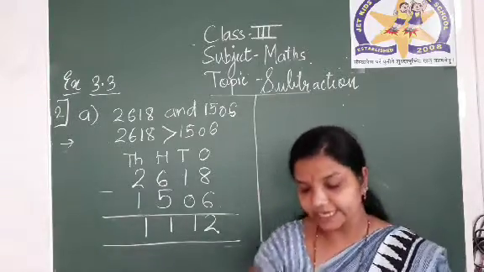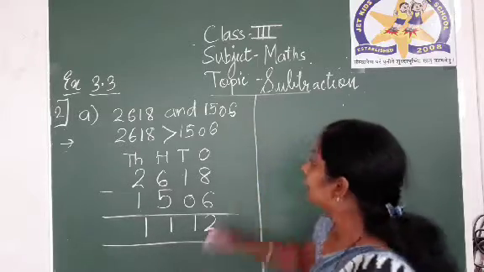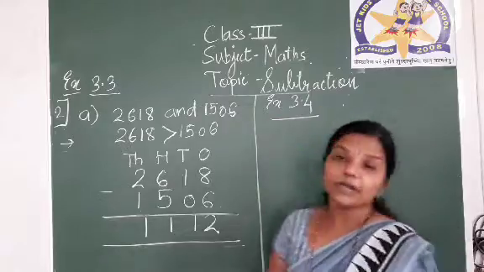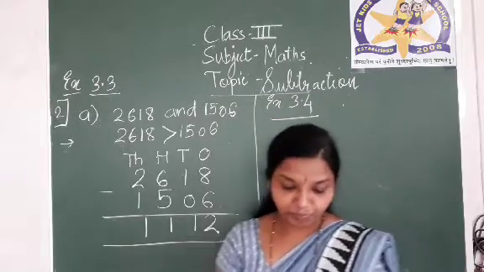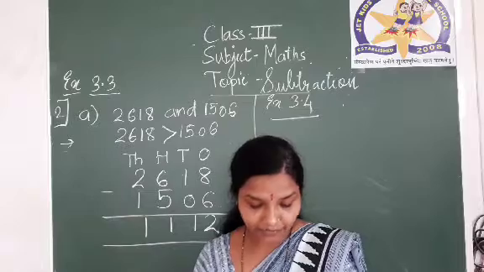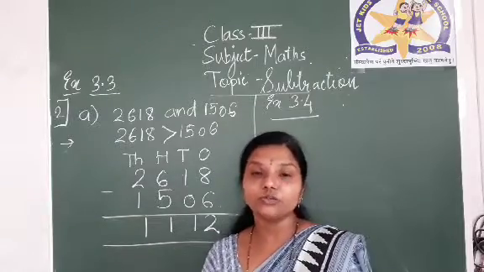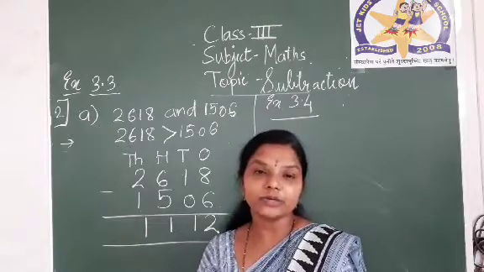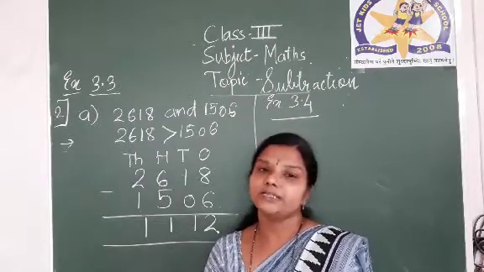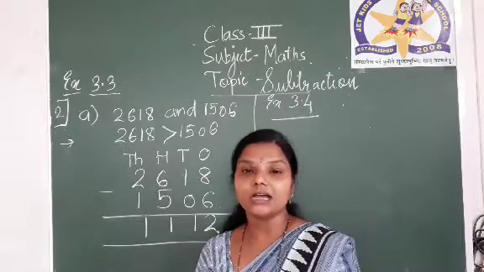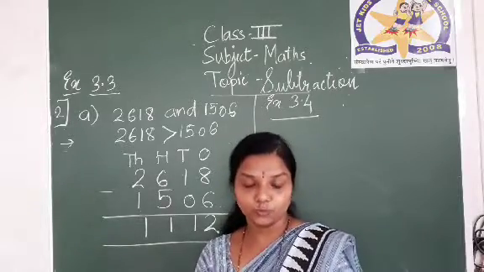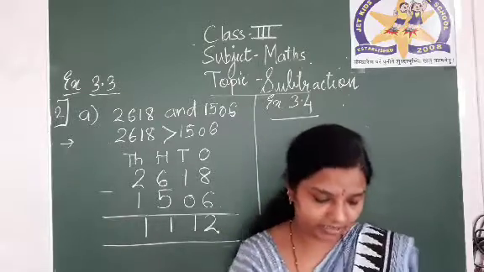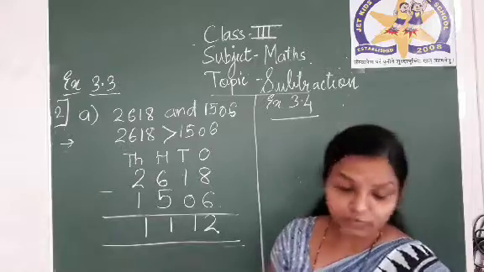Now let us move to the second exercise, that is exercise number 3.4. The first question is find the difference. Again here they have given you the columns of 1000, 100, tens and ones. They have already arranged the numbers and they are asking you to just subtract. So I know that you can solve it properly in your textbook. So the first question you are going to solve in the textbook. Now let us move to the second question.